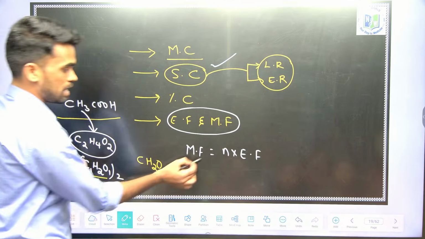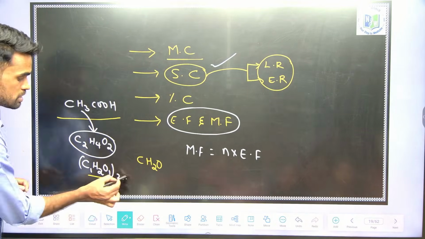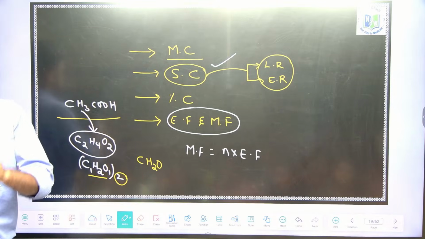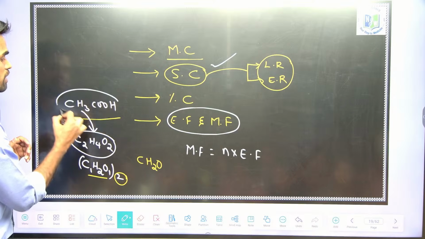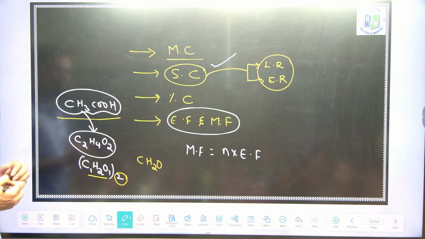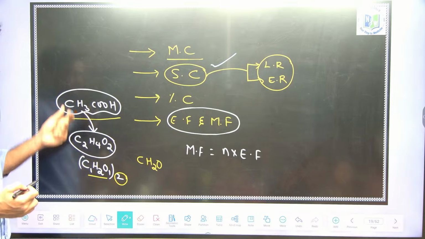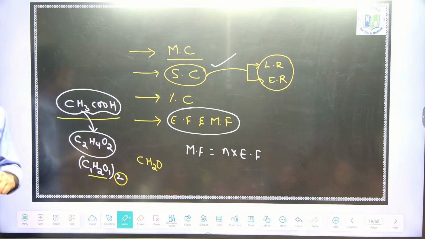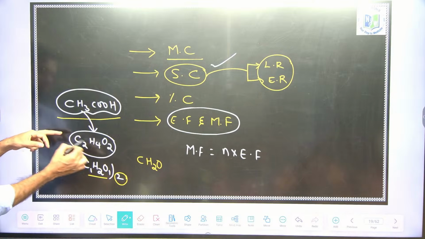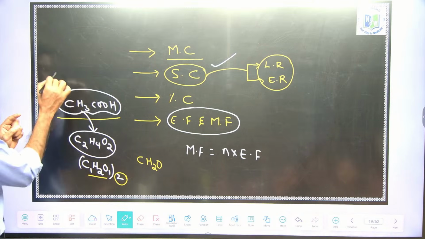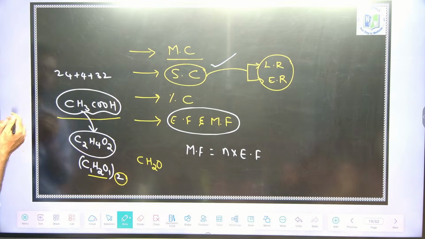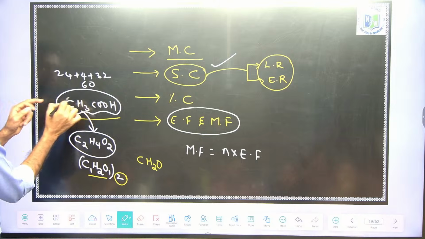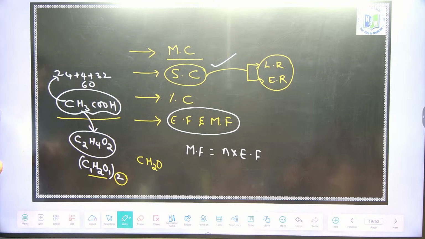So what is our N value in this case? 2 is our N value. Okay. Now one more relation I will tell you. Now what is its molecular weight? What is the molecular weight of acetic acid? So C2 means 12 into 2, 24, plus 4, plus 32. How much is it? 60. Okay, so the molecular weight of acetic acid is 60.